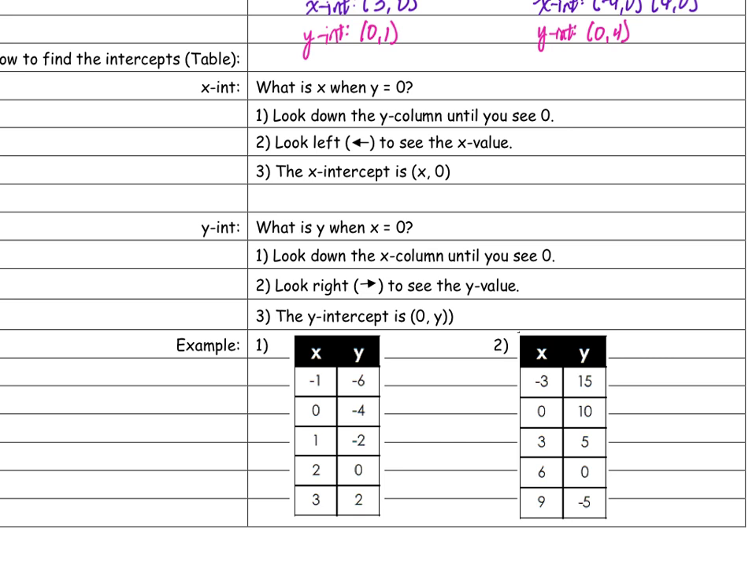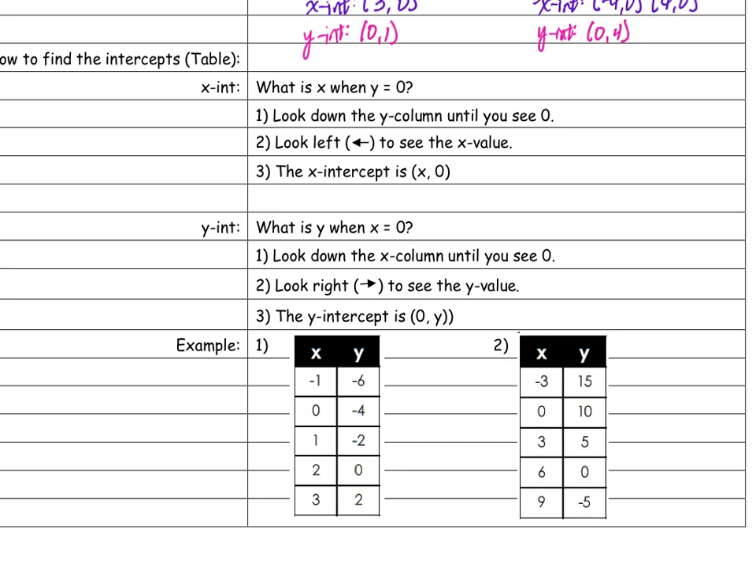For an x-intercept, it says, what is x when y equals 0? So what I'm going to do is look down the y column until I see a 0. Look to the left to see the x value and write it as x, 0. Okay? To find my y-intercept, that means what is y when x equals 0? So I'm going to look down the x column till I see a 0, and then look to the right to see the y value.